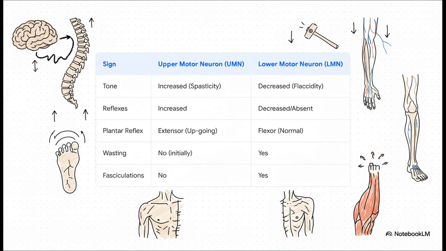An upper motor neuron, or UMN, problem, that means it's in the brain or spinal cord, typically causes increased tone and increased reflexes. But a lower motor neuron, or LMN problem, which affects the nerves after they leave the spinal cord, causes the exact opposite: decreased tone, decreased reflexes, and you often see muscle wasting and these tiny visible muscle twitches called fasciculations. Recognizing these two opposing patterns is really the art of neurology.